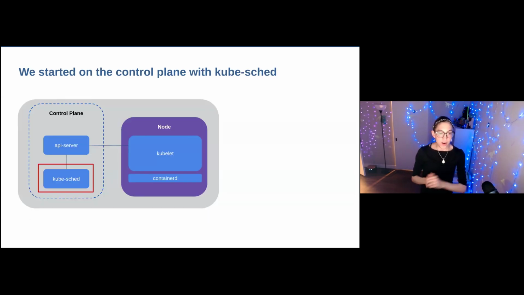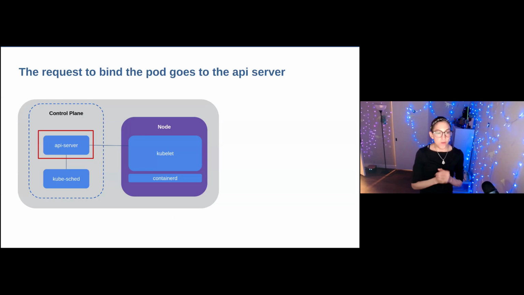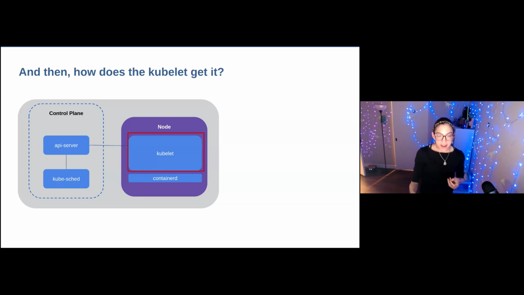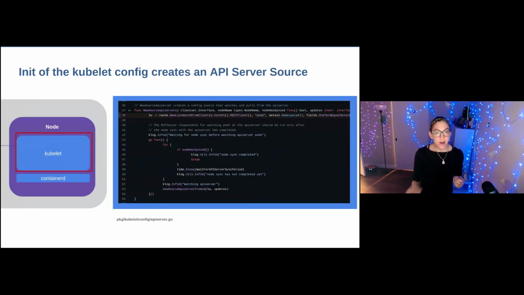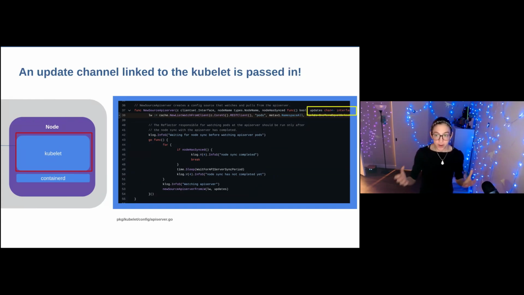So we're in kubesched. We sent over our pod to the API server. Now let's jump over to the kubelet. How does the kubelet get it? Well, this was actually very hard to find, but when you're setting up the kubelet and configuring it, it creates this API server source. It is receiving an update channel from the main kubelet function. Basically, that's going to be passing something back.